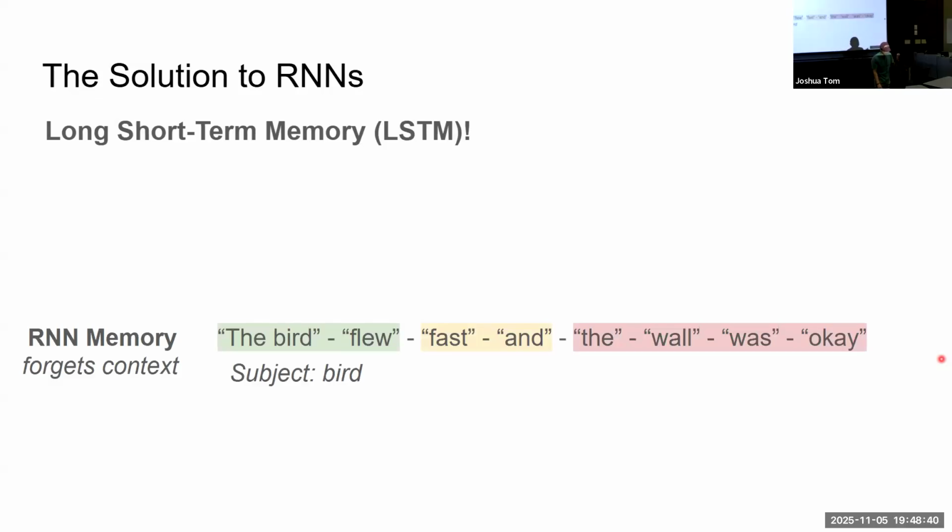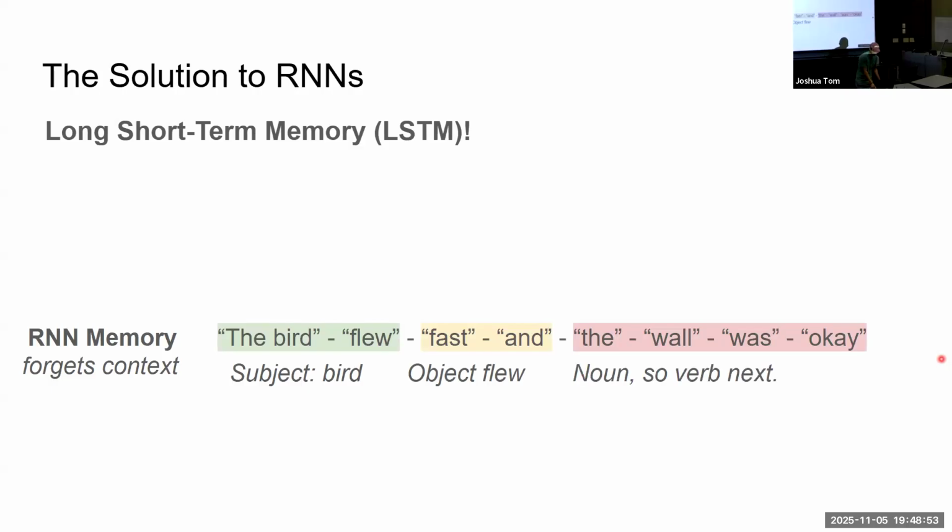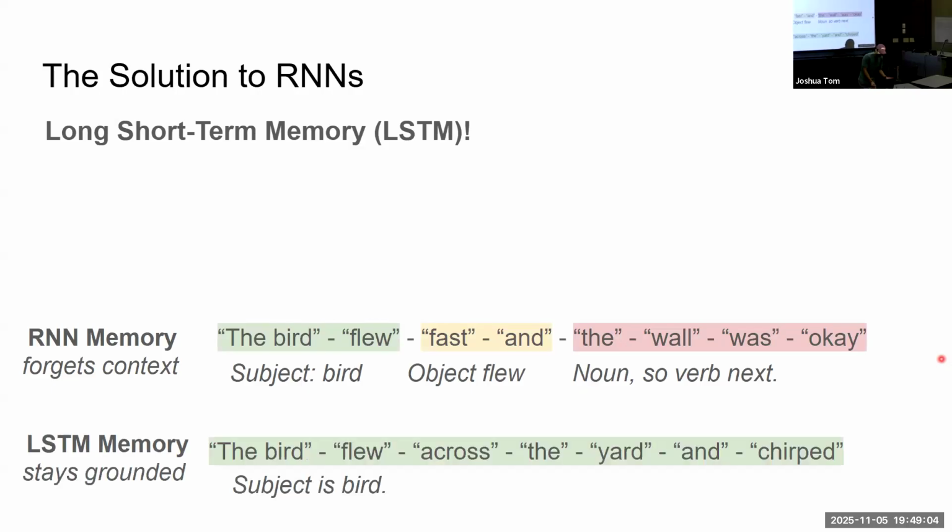So working with RNN memory, the bird flew, okay, it's focused on bird. Fast, it's kind of forgetting the specific word bird. Now it just knows an object is flying, and then it only looks at the word wall, and from there it just degrades. So that's kind of how things can be overwhelmed. With an LSTM, everything stays grounded, and that's super important.